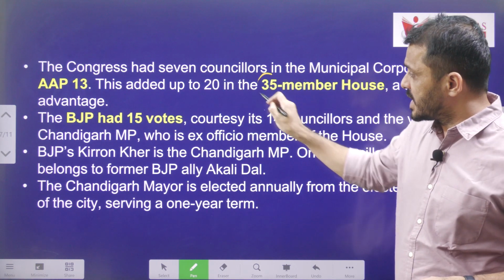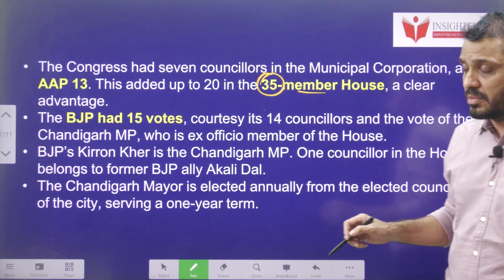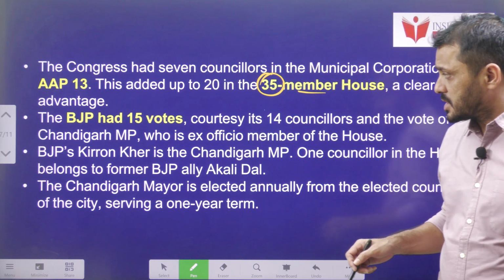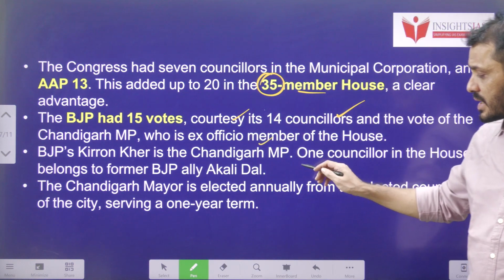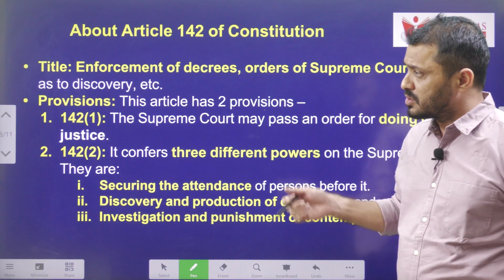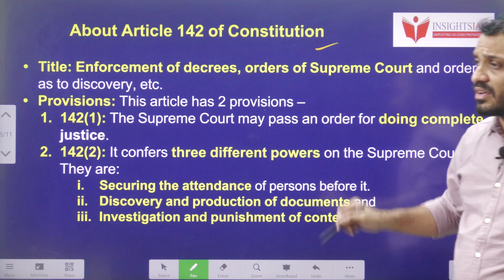So the Chandigarh Corporation consists of 35 members, the 14 councillors and one Chandigarh MP. Already we discussed that voting pattern and everything. Now let's see Article 142.